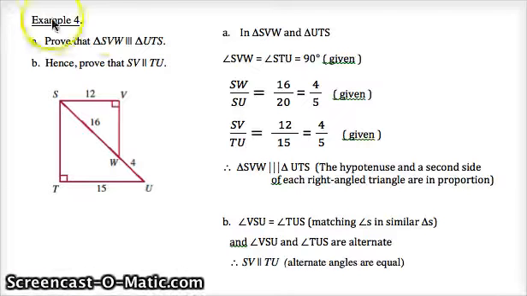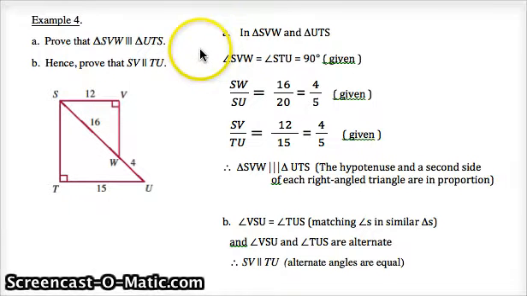Okay, this is example 4 from the Similarity workbooklet. In part A of this question, you have to prove that triangle SVW is similar to triangle UTS. And hence you have to prove that SV is parallel to TU.